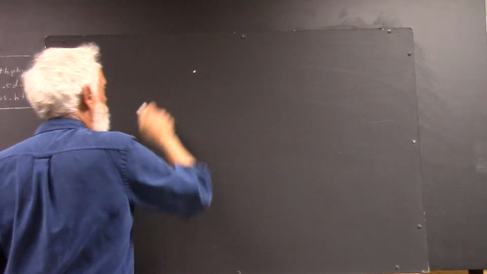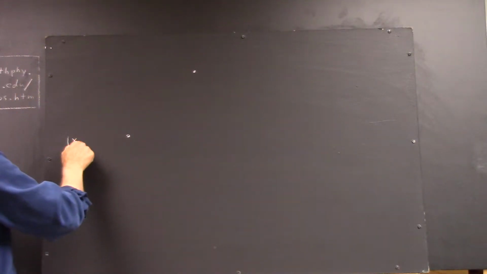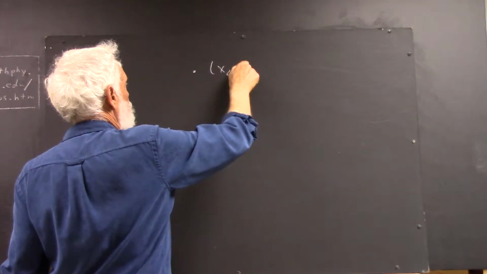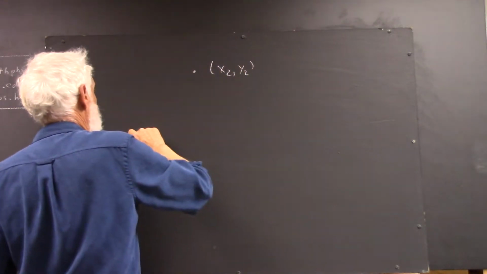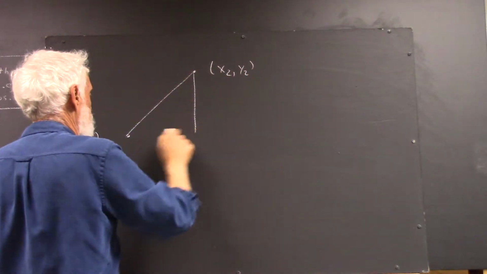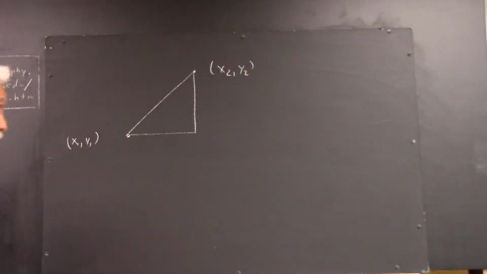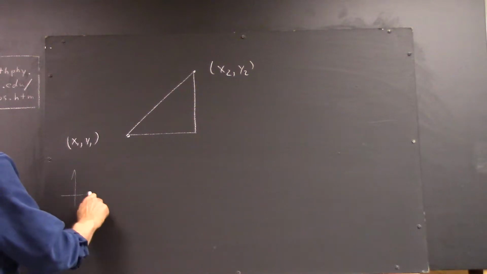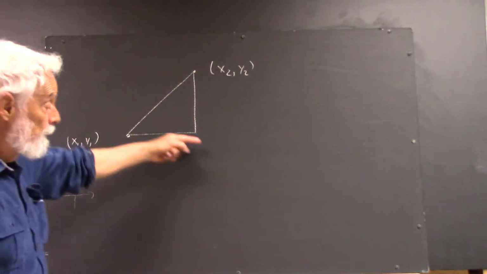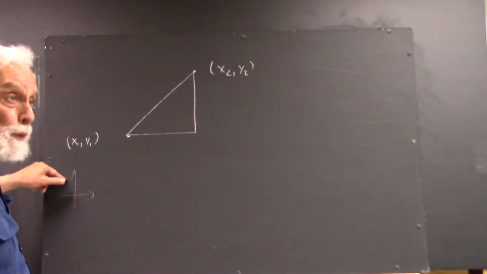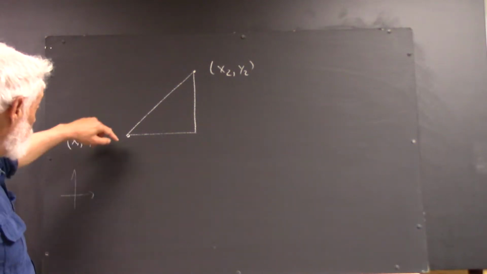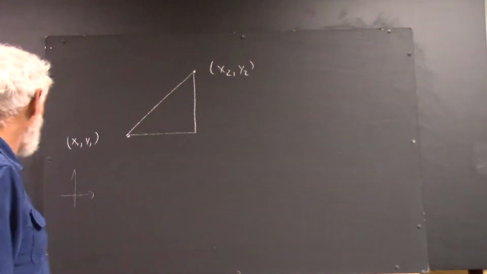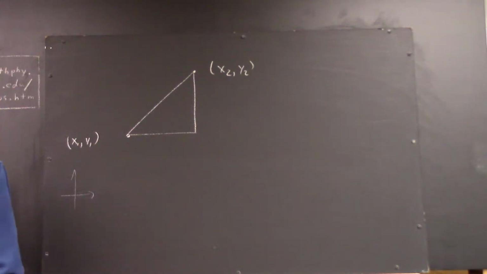If we have points x1, y1 and x2, y2, we can sketch the fundamental triangle, with the characteristic that the legs are parallel to the coordinate axes, and the hypotenuse is the line segment joining the points, meaning that these are vertices of the triangle.